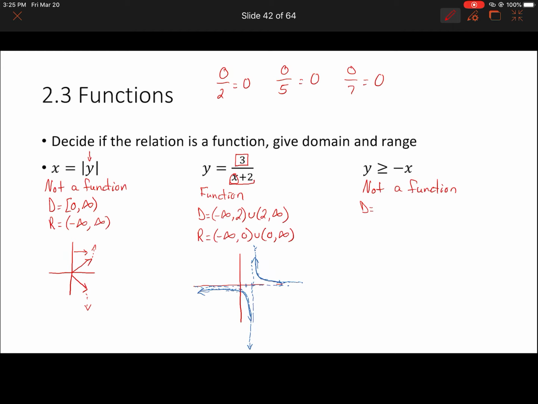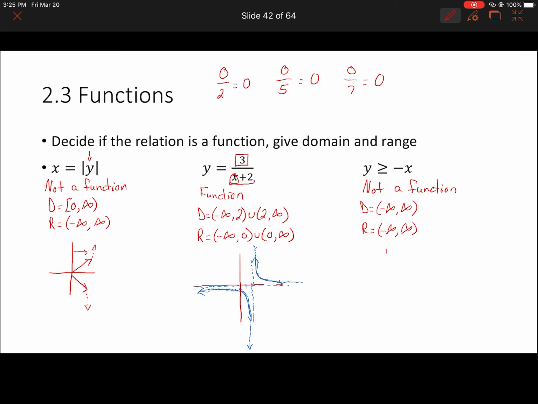So domain is what we put in. Well, if you put in a number and you make it negative, well, you can do that to anything, right? You can take the opposite of any number. And so our domain here is all real numbers. And the range value, the y value, is what you're getting out. Well, if I put a number in for x, if I choose the right number for y, I can make this inequality be true. And so I can get any number for y. It also is negative infinity to positive infinity.